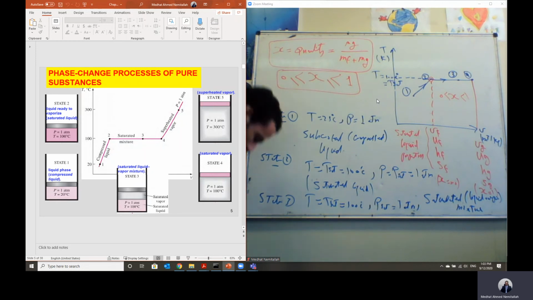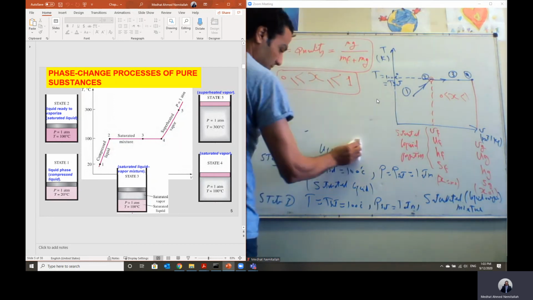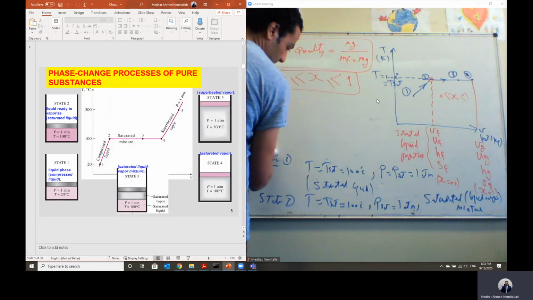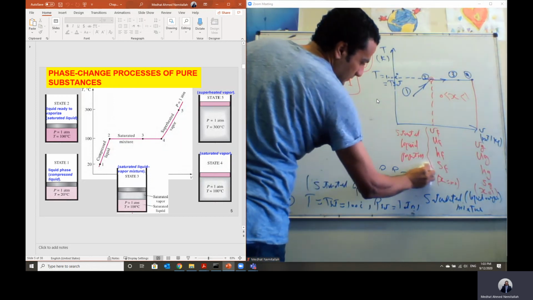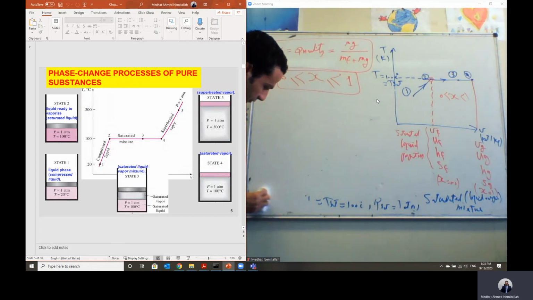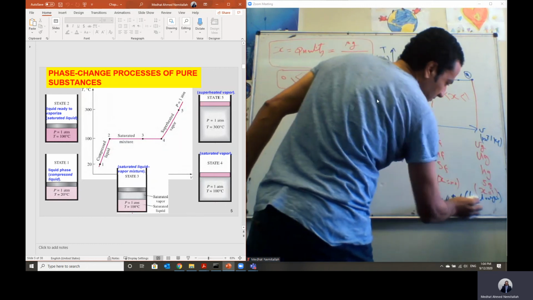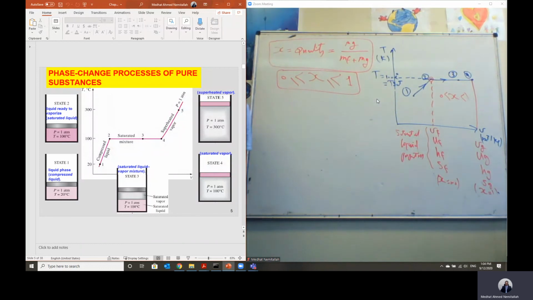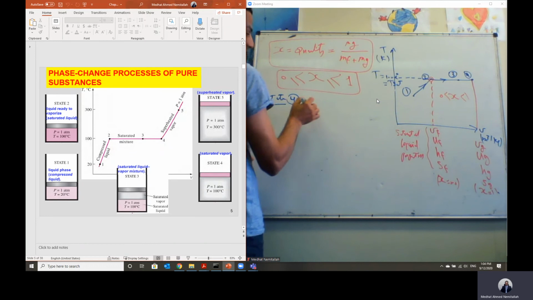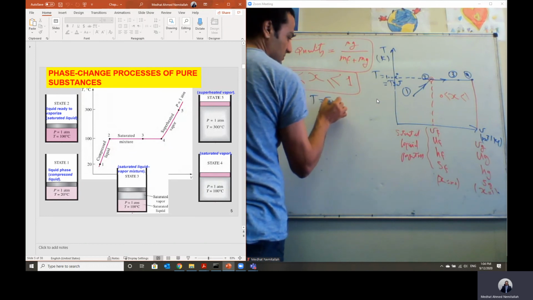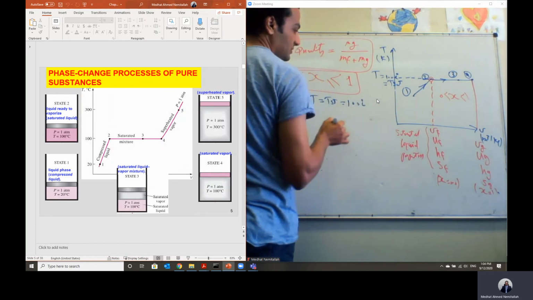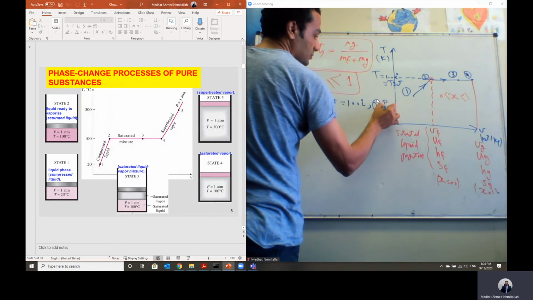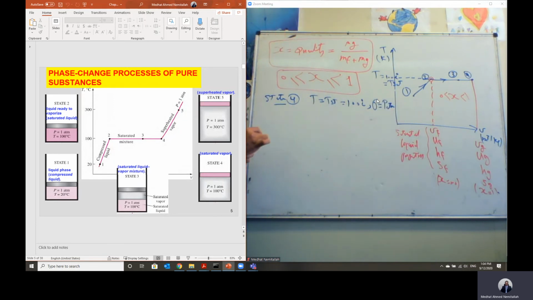So at state 4, let's write this down. If you are writing behind me, and I would prefer if you do. So at state number 4, the temperature is equal to the saturation temperature, equal to 100 degrees C, and the pressure is equal to the atmospheric pressure, which is fixed.